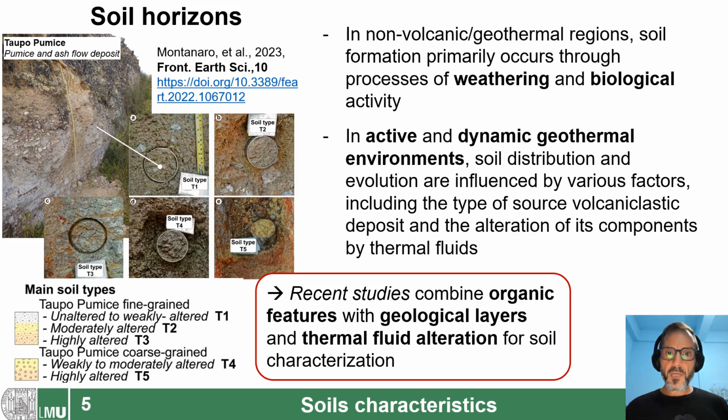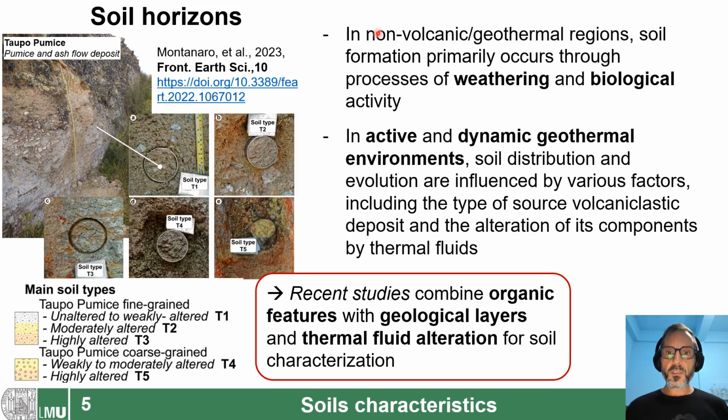Recent studies have integrated organic characteristics with geological strata and thermal fluid changes to characterize soils. In this example, we have the unaltered and undisturbed Taupo pumice, which works as a benchmark in the Rotokawa steam field region. You might remember the Taupo pumice deposits as being the most widespread deposit around the area from the first part of the module, when we discussed it.